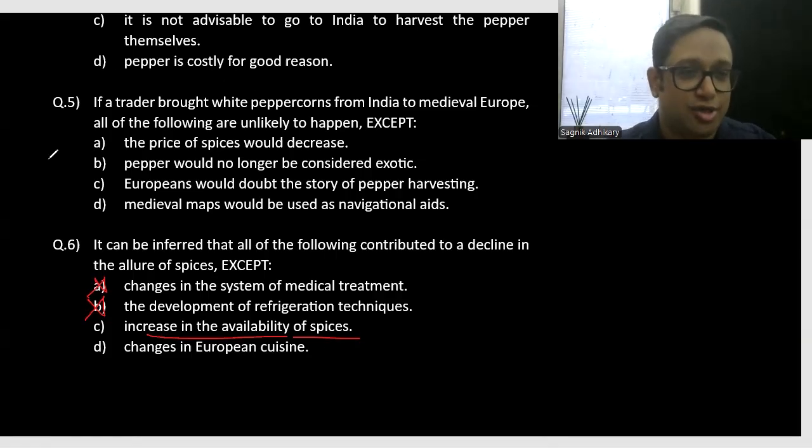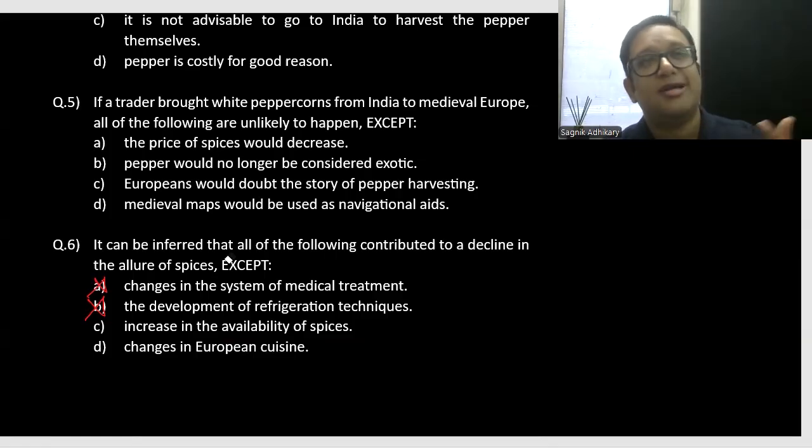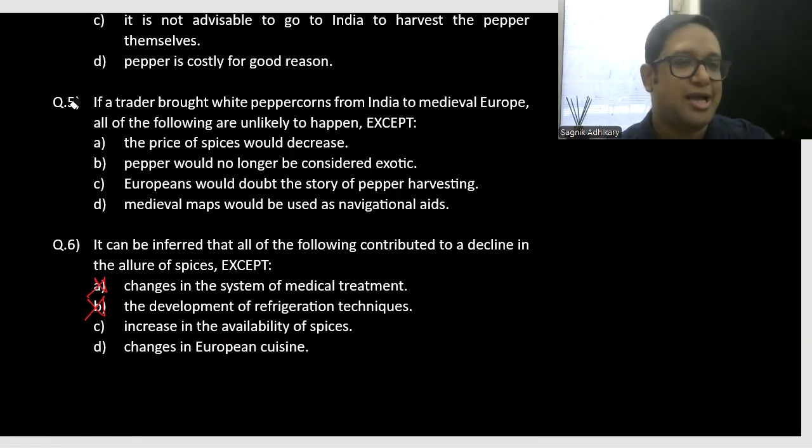So this is a valid choice because this does not connect to a desire for spices. This is not given as a reason for desire for spices where desire for spices is mentioned. So we cannot consider this to be a reason for decline in the desire for spices when this change happens. C is a valid choice.